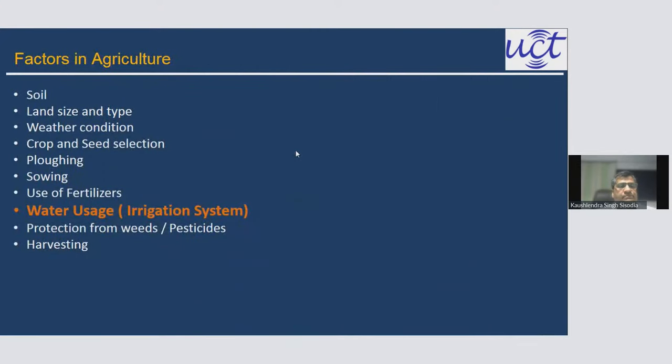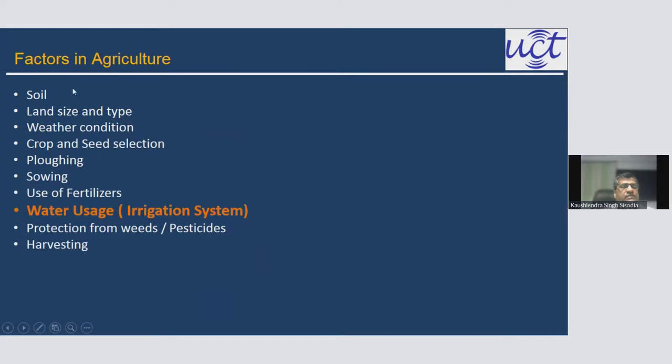Now if we talk about the factors or components used in agriculture, these are very simple things that we know. Soil is one of the factors, the quality and type of soil; land size and type, it also depends on how much yield we can get; weather condition; crop and seed selection; plowing, sowing, type of fertilizers used; water usage and the irrigation system; protection from weeds and pesticides; harvesting.